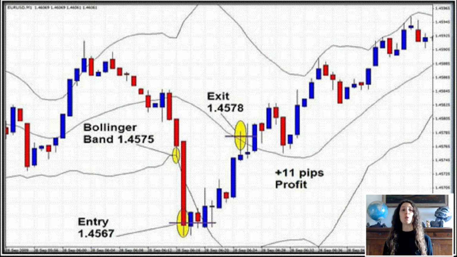1.4641 with a 2 pip spread, and a stop was placed 10 pips below the entry. Profit was taken at 1.4654 for plus 13 pips. The next example of a long trade captures 11 pips profit.